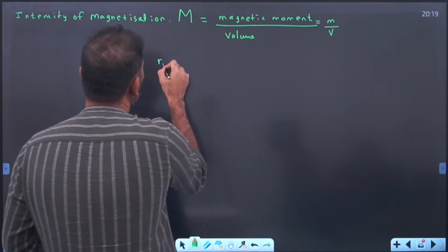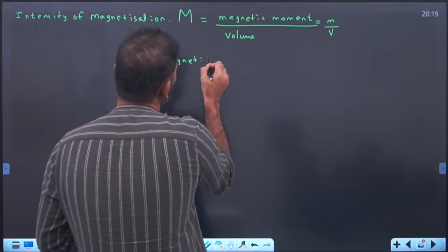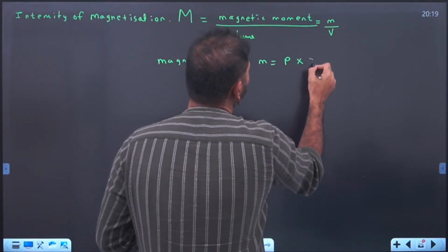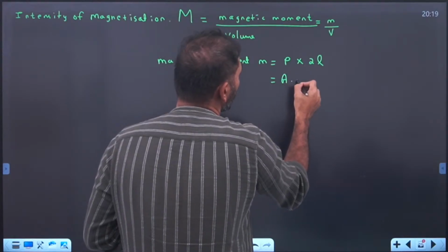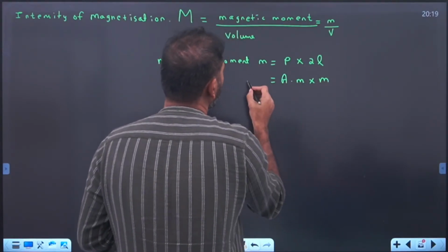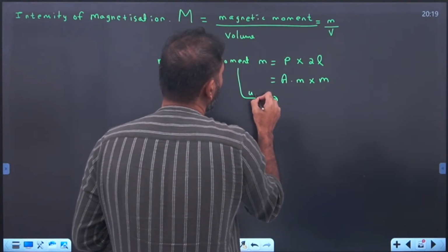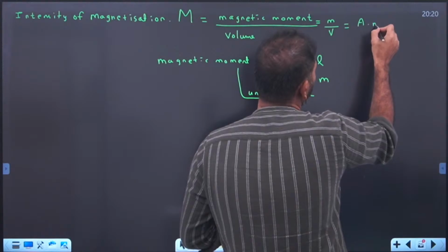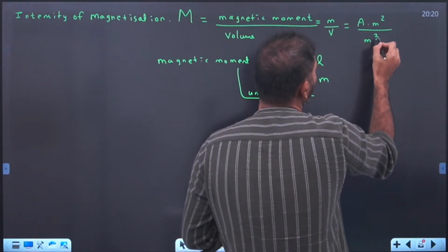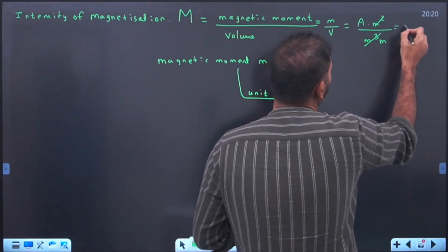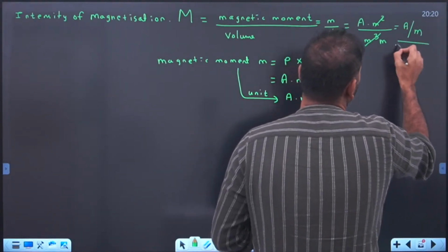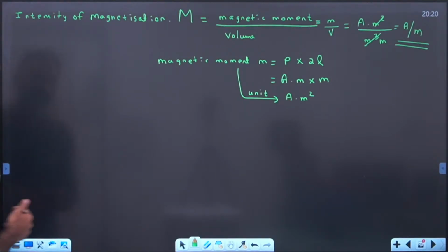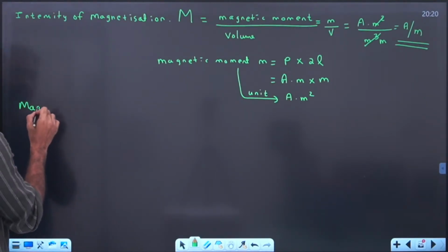And we know that magnetic moment M is equal to what? Pole strength into distance between the poles. Pole strength unit is ampere meter, distance between the poles again meter. So magnetic moment unit is ampere meter square. Here I am writing ampere meter square by volume, meter cube. So there will be one denominator meter. What is the final unit for intensity of magnetization? Ampere per meter.